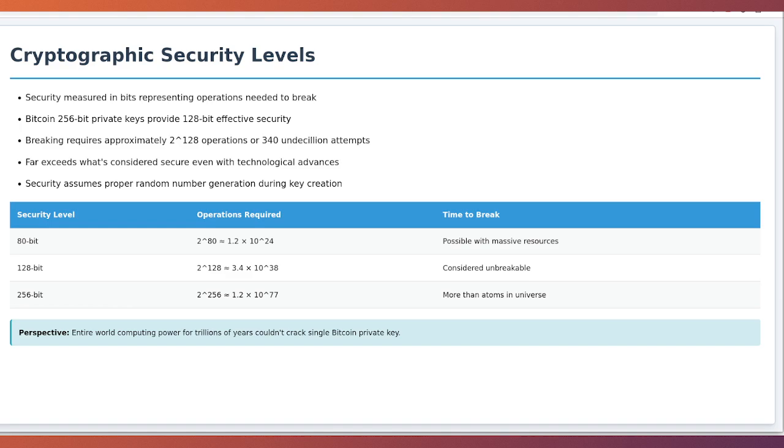These security levels far exceed what's considered safe. For comparison, 128-bit security is considered unbreakable with current and foreseeable technology. Bitcoin's 256-bit private keys provide a comfortable security margin even considering potential advances in computing, including quantum computers. It's worth noting that these security levels assume proper random number generation when creating a private key. If the randomness is weak or predictable, security can be compromised regardless of the mathematical strength of the algorithm.